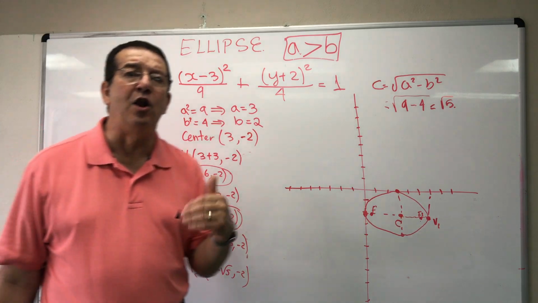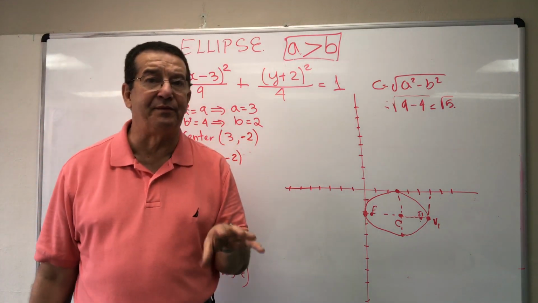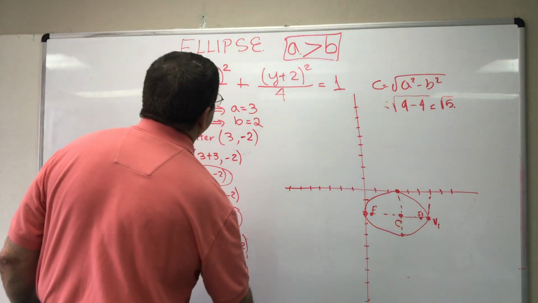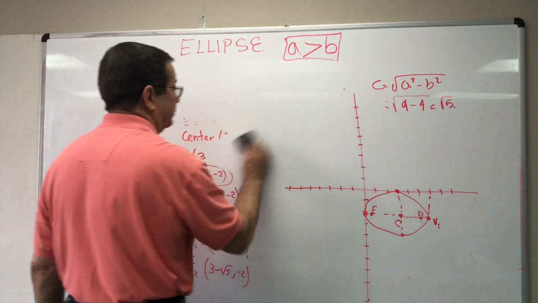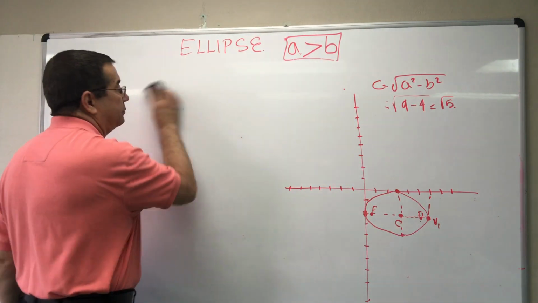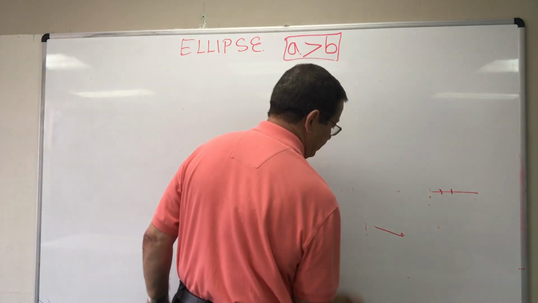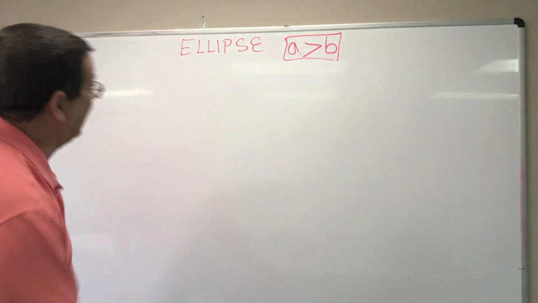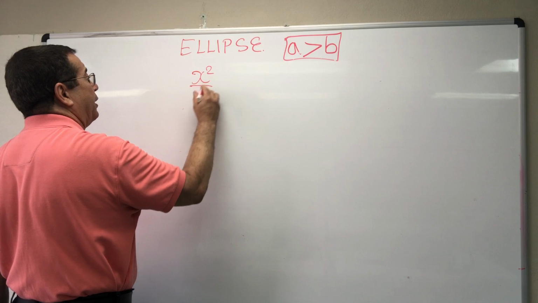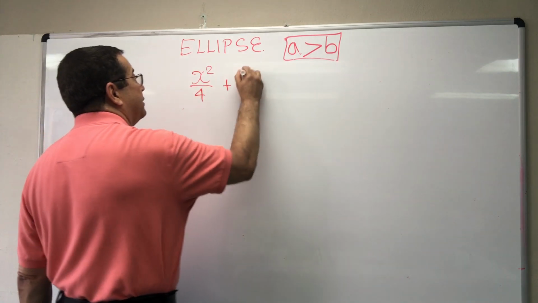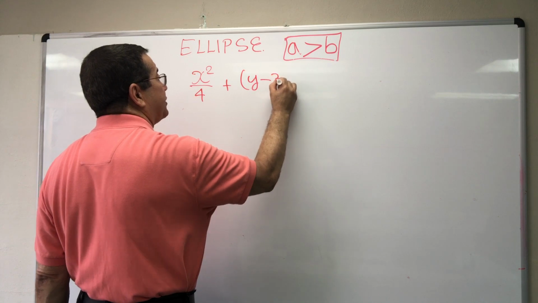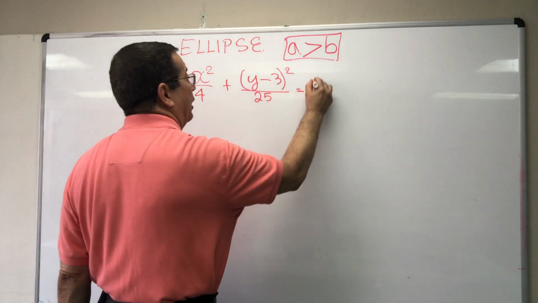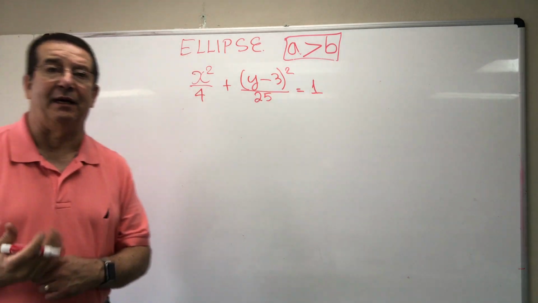Okay? I'm going to do now another example when the graph of the ellipse is vertical. Okay? I'm going to erase the board. I have this one: x squared over 4 plus (y minus 3) squared over 25 equals 1. This is my example. Okay?